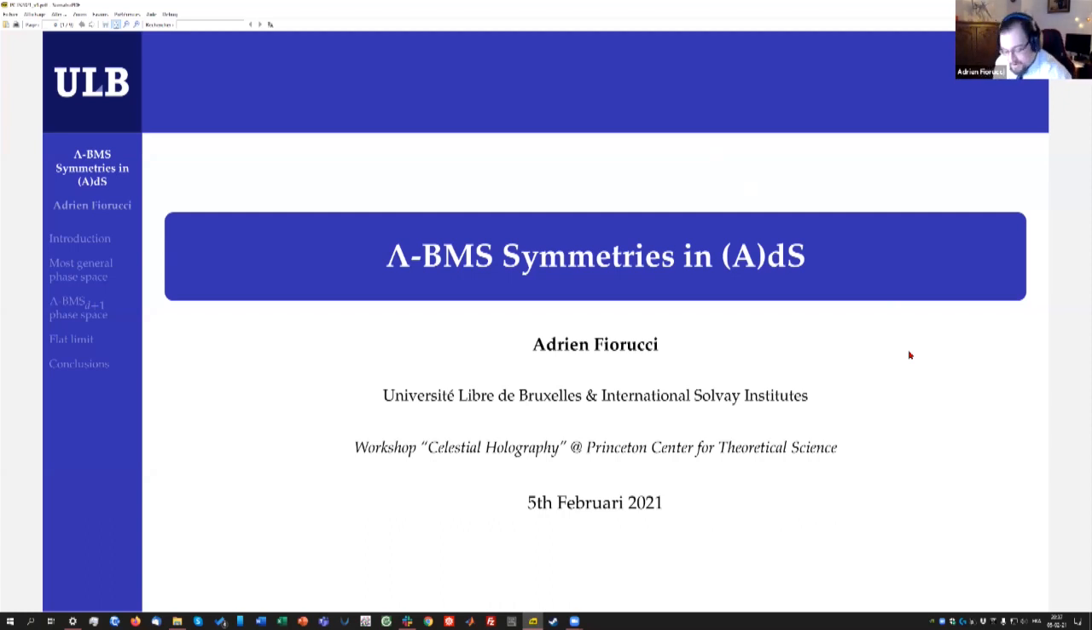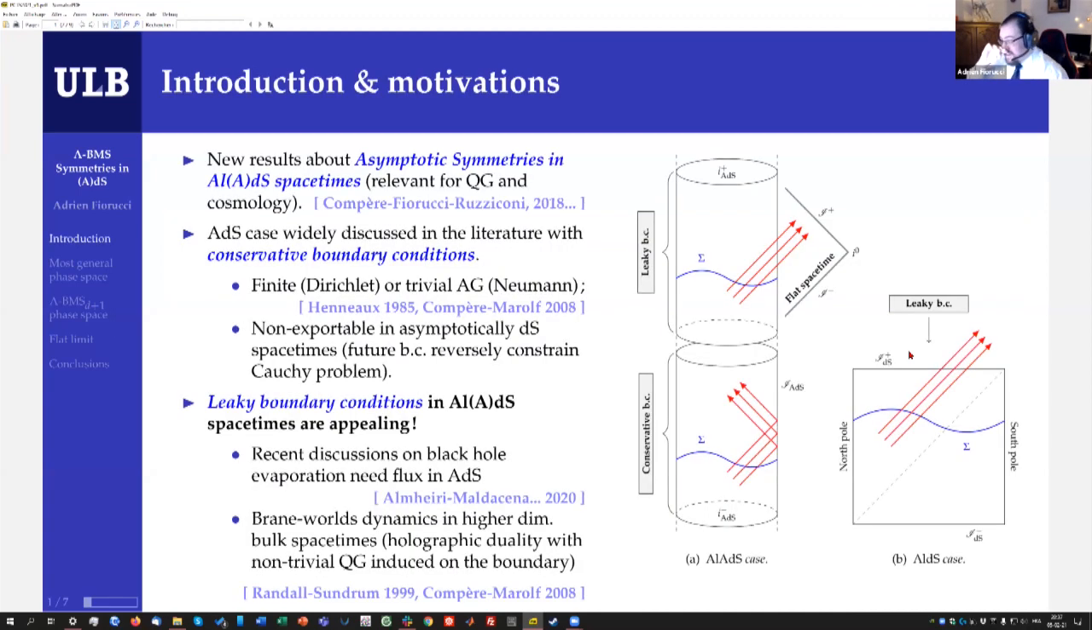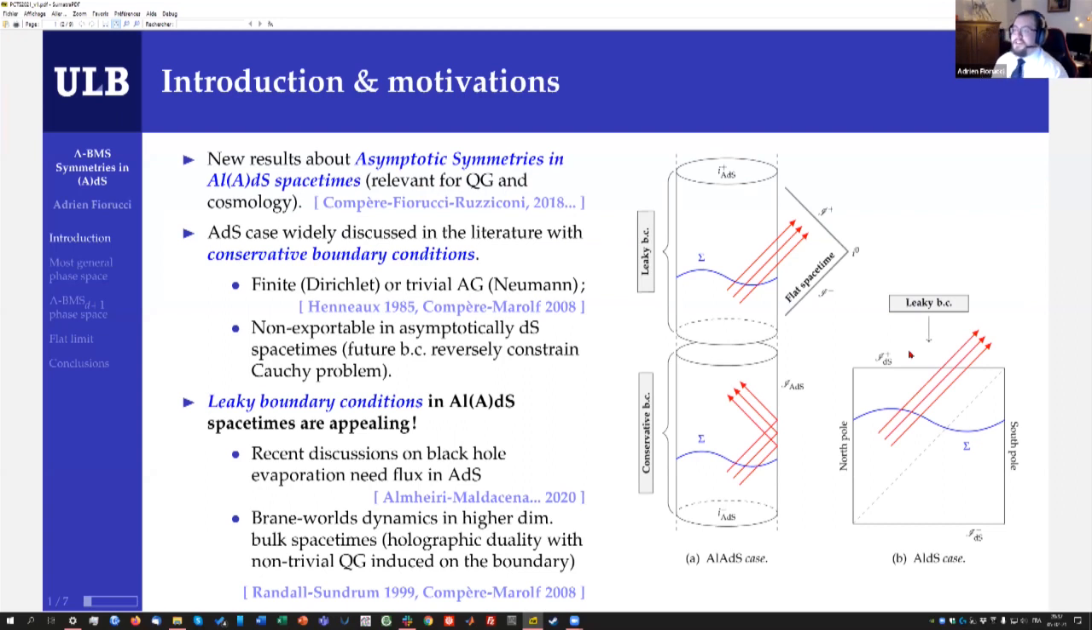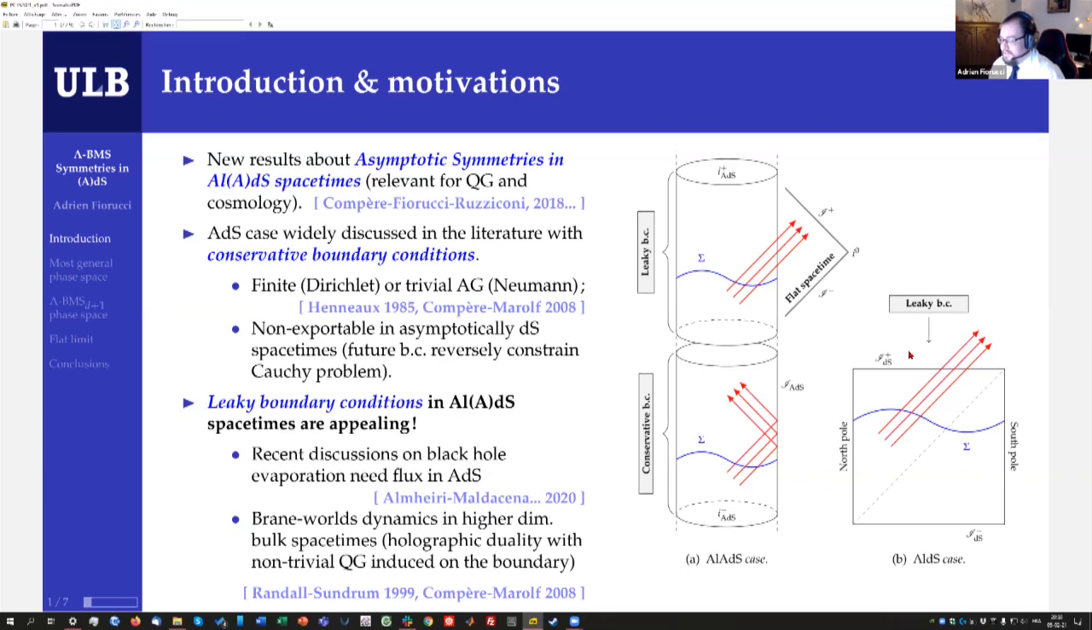So yes, hello everybody. Thank you, Sabrina, for the nice organization and for giving me the opportunity to talk tonight. I will discuss some new aspects of asymptotic symmetries in asymptotically locally de Sitter and anti-de Sitter spacetimes, which are both relevant for quantum gravity and for cosmology. This is part of work in progress with my PhD advisor, Geoffrey Compère, and my all-time friend, Romain Ruzziconi.